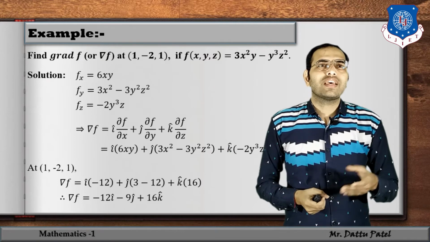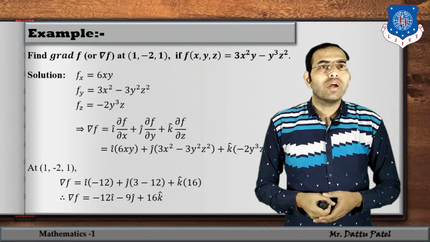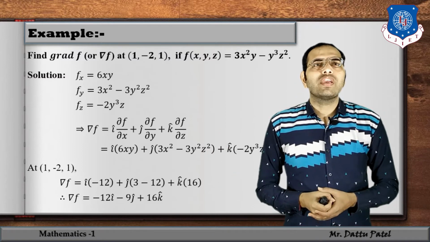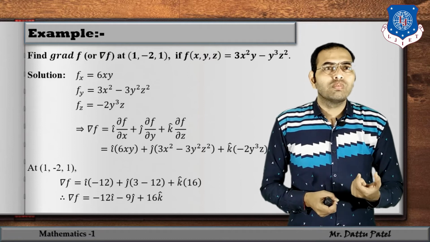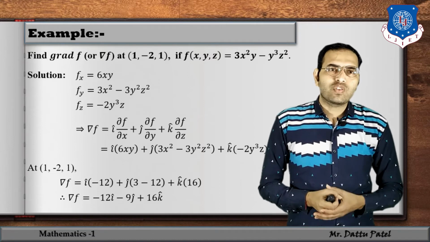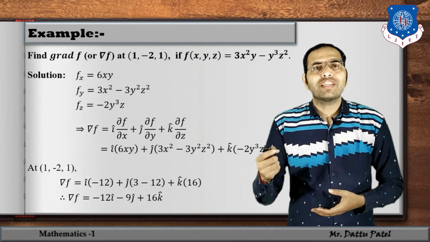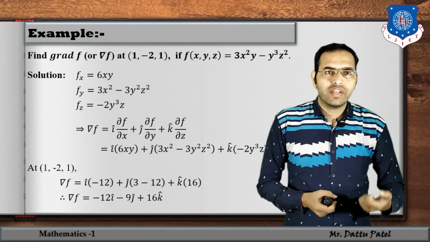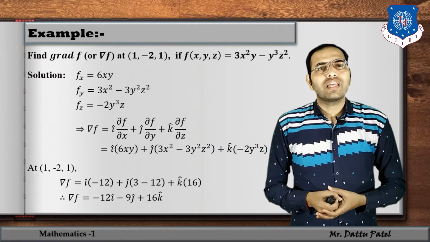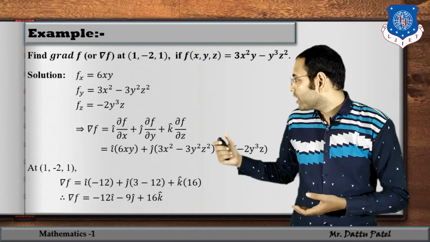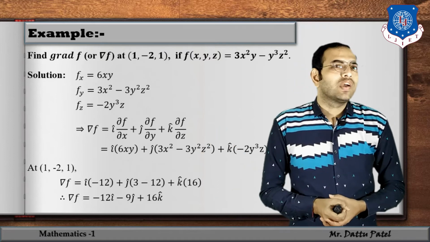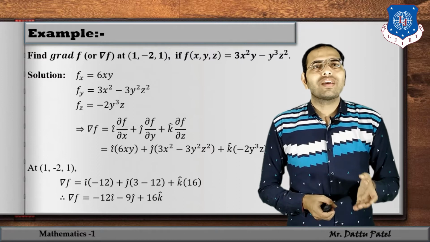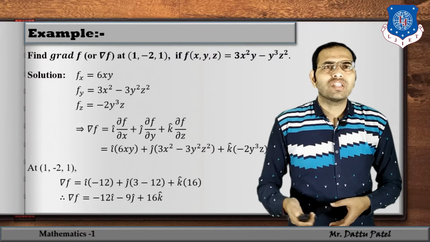Then substituting x as 1, y as minus 2 and z as 1 in this equation and simplifying it, we get nabla f equal to i cap (minus 12) plus j cap (3 minus 12) plus k cap 16. Then nabla f, that is our gradient, equals minus 12i minus 9j plus 16k. Here that is our vector quantity, where i, j and k indicate the direction of the x axis, y axis and z axis, that is the direction components.